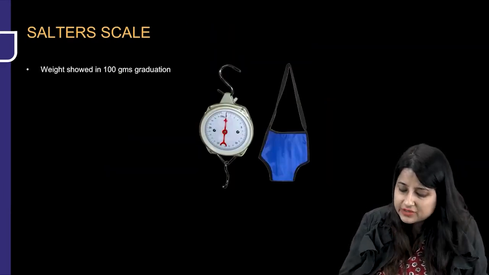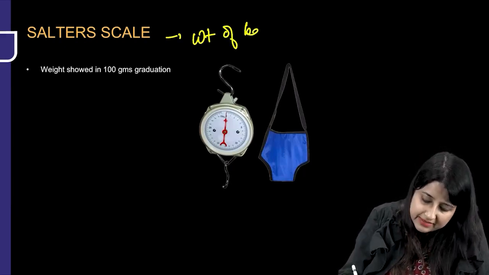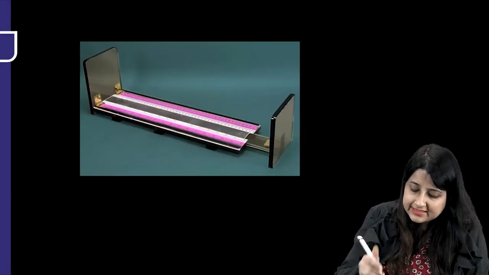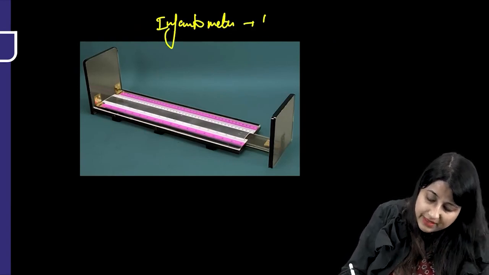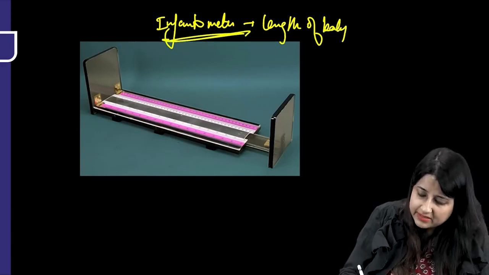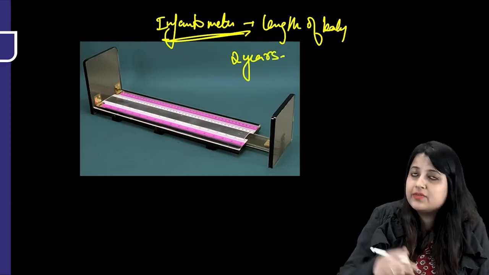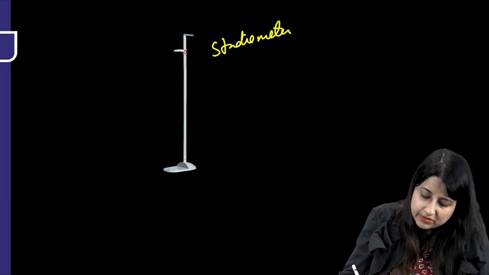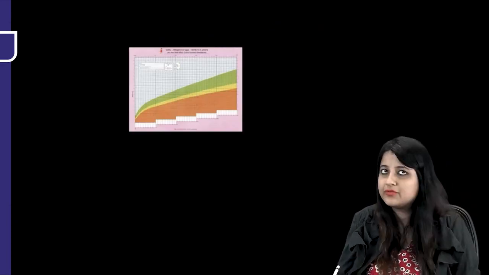Now look at this image, the Salter scale. This is used to measure the weight of a baby at field level. Okay, then this is the infantometer. This can measure the length of a baby up to which year? Up to 2 years, guys. And after 2 years, we measure the height. That is measured by a stadiometer. Okay, it measures height beyond 2 years. Alright, some of the instruments.